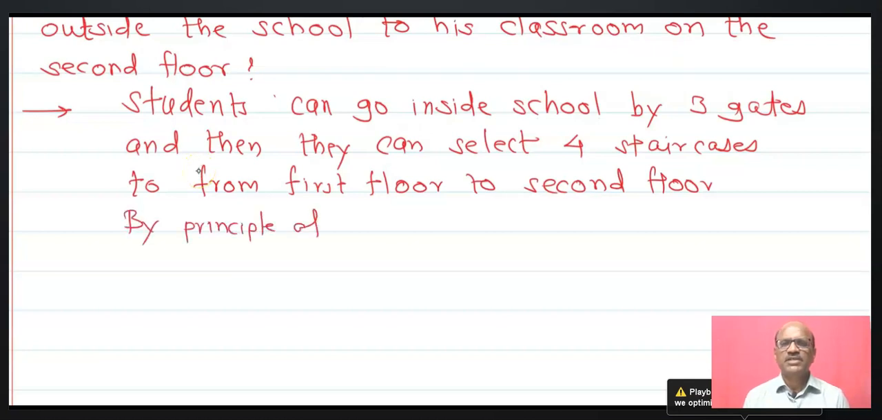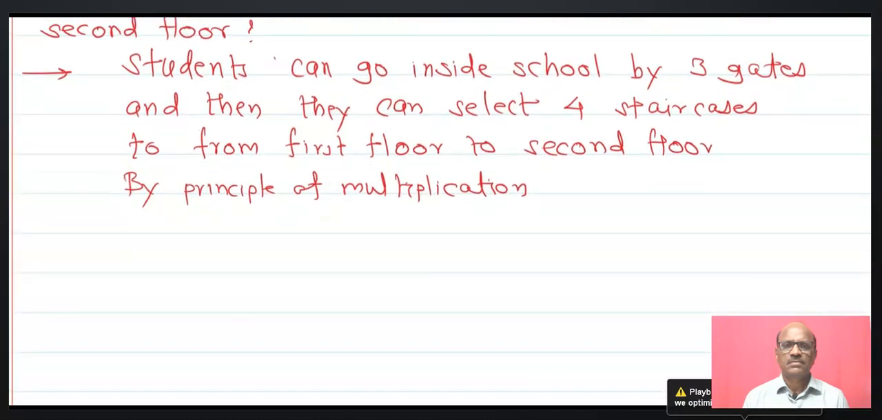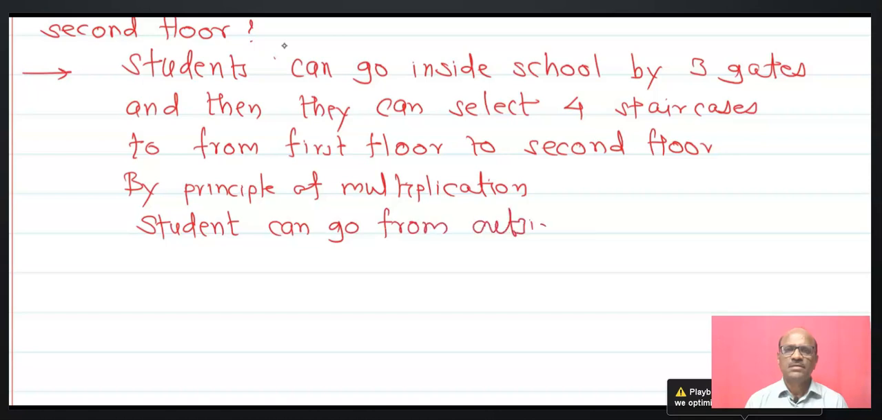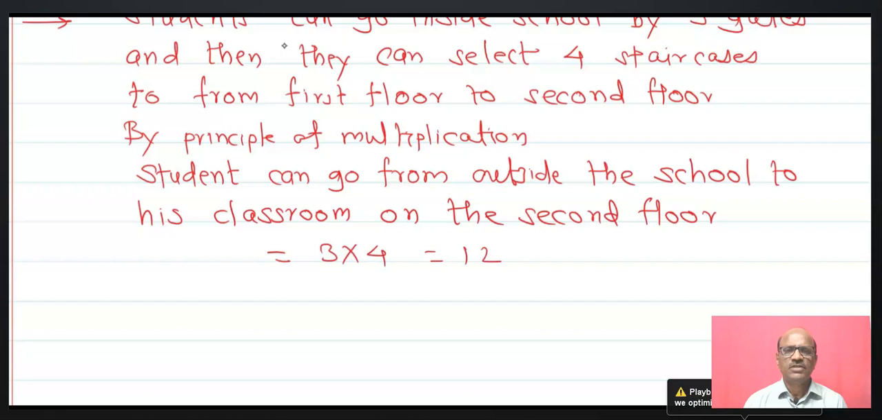Therefore, by the principle of multiplication, the number of ways a student can go from outside the school to his classroom on the second floor is equals to 3 into 4, and that is equals to 12.